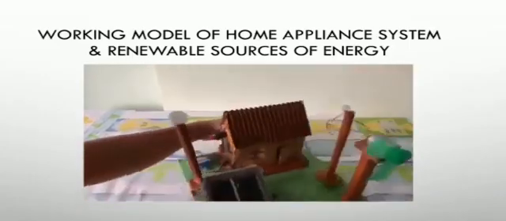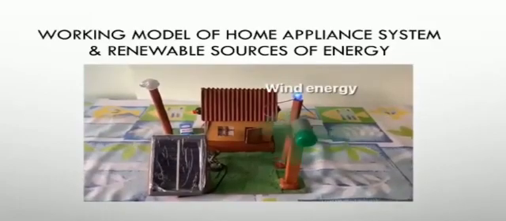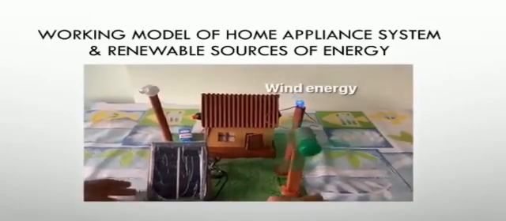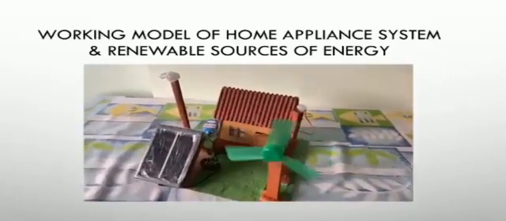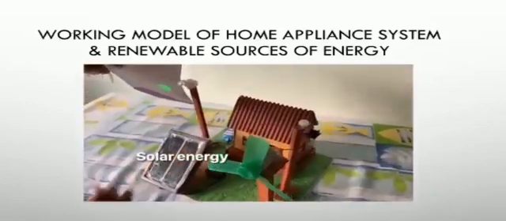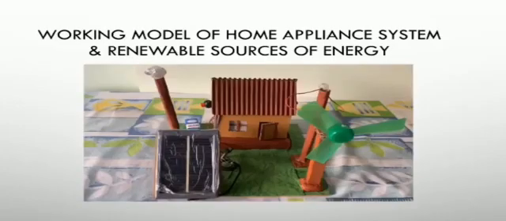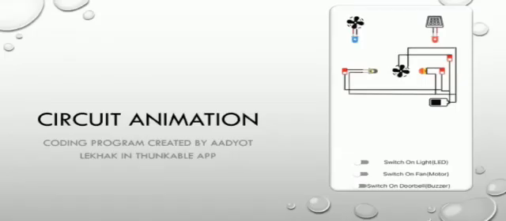The wind turbine harnesses wind energy and converts it into electrical energy which powers the LED. The solar panel harnesses solar energy to light up the day. The renewable sources of energy reduce the need to use non-renewable sources of energy and help us to build an eco-friendly earth. The working of these closed circuits are shown through this animated coding program.